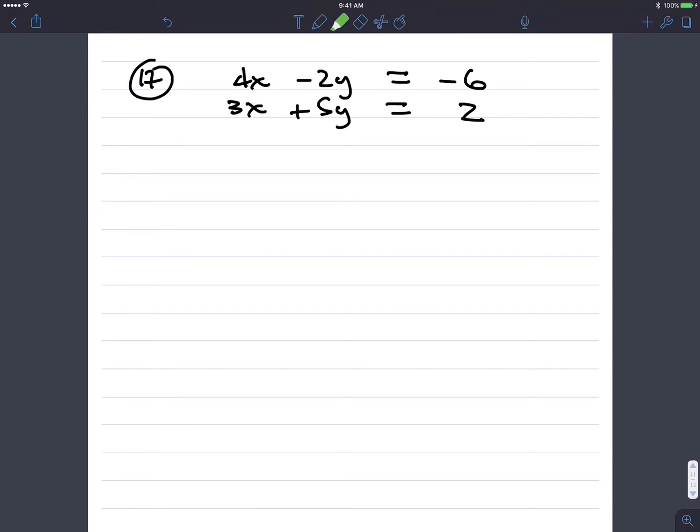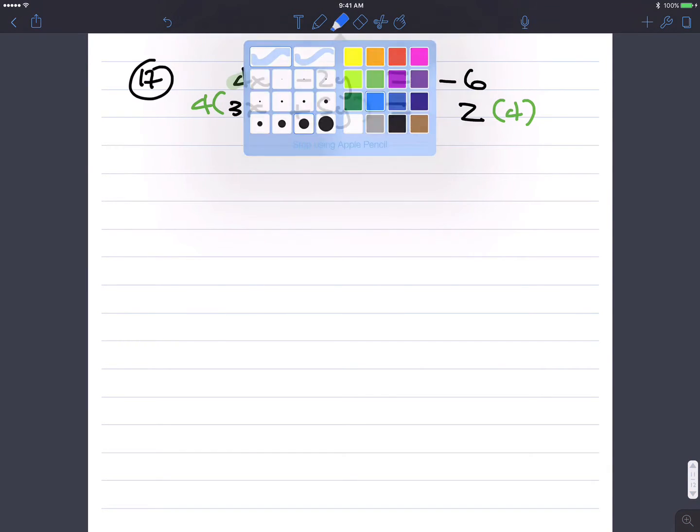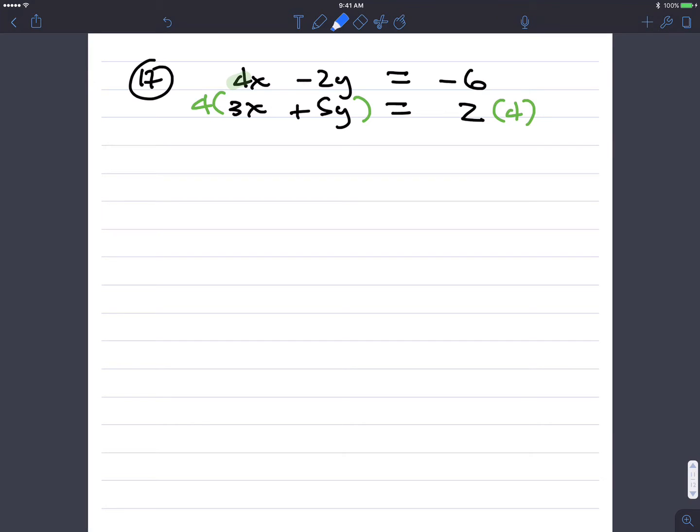So we don't have opposites. We have a 4x and a 3x. So here's what we're going to do. We're going to consider we have the 4 here. Let's multiply the second equation by a 4. The second equation has a 3 in front of the x. We're going to take this 3 and multiply the top equation by 3.